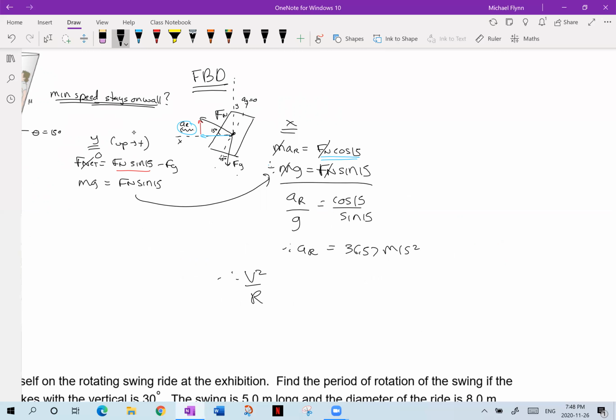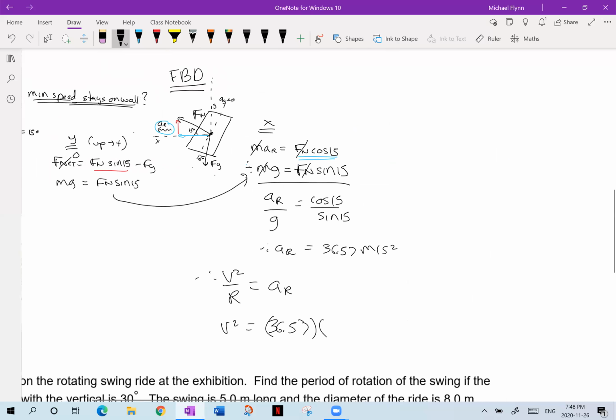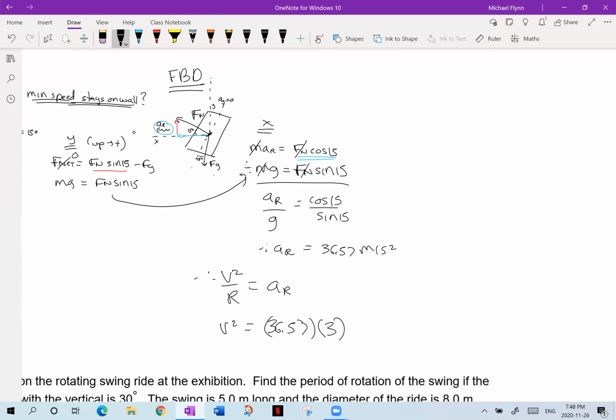over r. Our special circular motion equation equals a_r. So therefore, v squared will equal 36.57 times r, and r is 3, so it's going to be times 3. Okay, so let's times this by 3, take the square root. I get 10.5 meters per second.